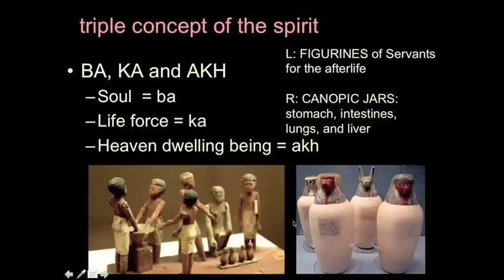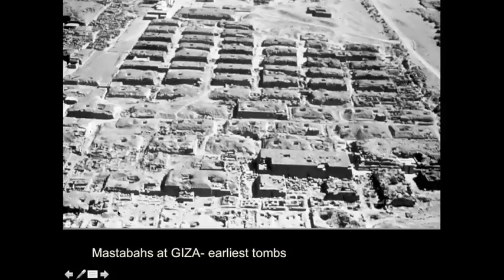These are canopic jars that hold the internal organs. These are little servants, so that if in the afterlife, let's say Osiris, god of the dead, says, I would like you, Pharaoh, to perform this menial task, the Pharaoh can look at his little helpers and say, you do it for me. So enough of that.